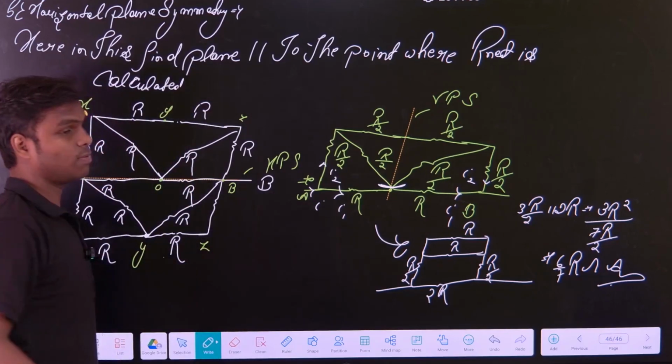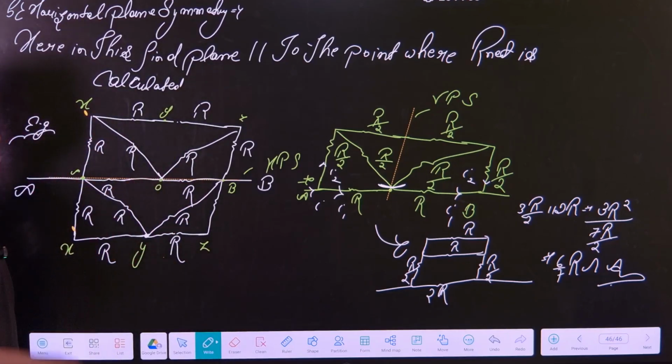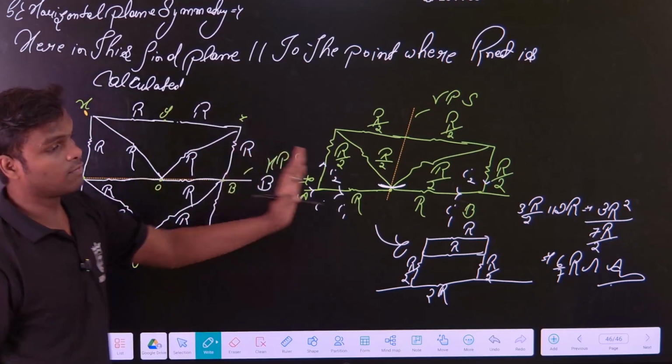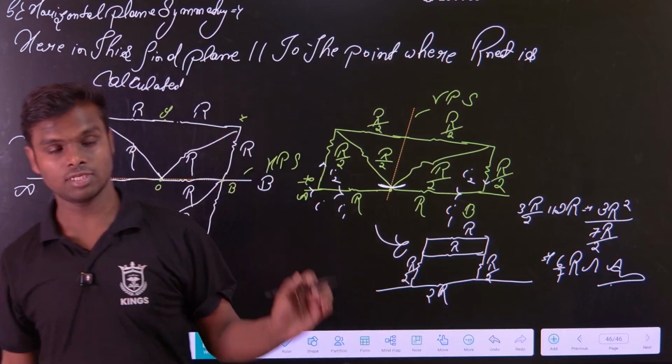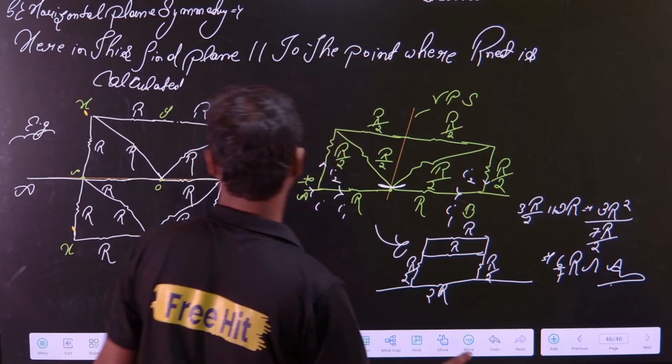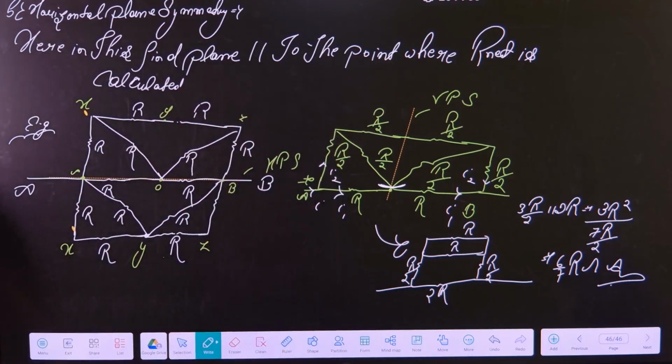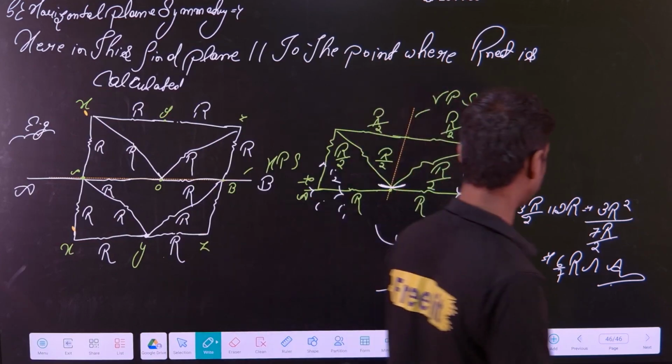Now I hope you have understood how to apply the horizontal plane symmetry and how to apply the vertical plane symmetry. I hope till now it is clear. If there is any doubt, please let me know. Just note it down. Clear? Okay, let us take one more example.